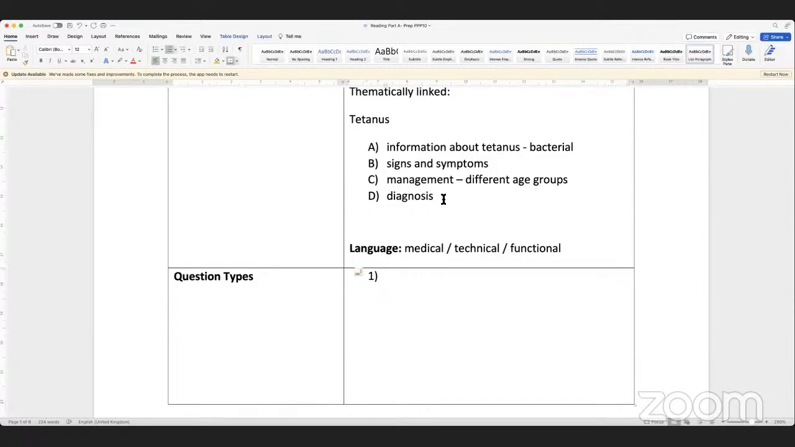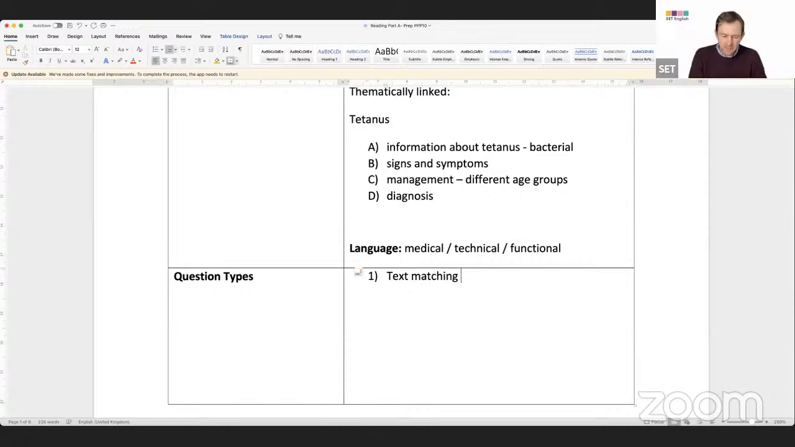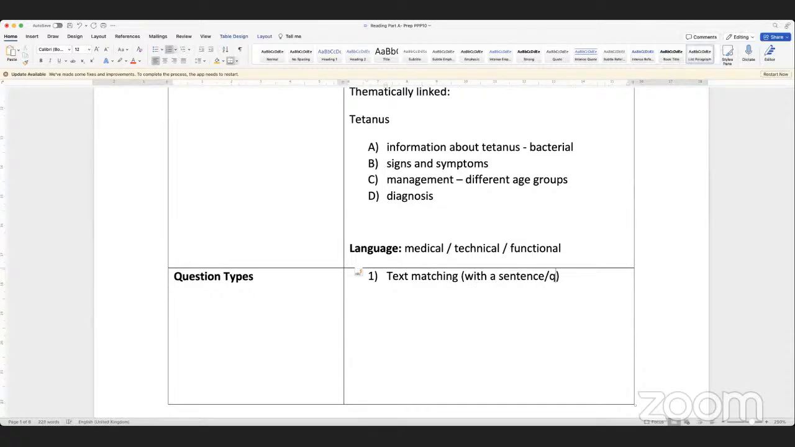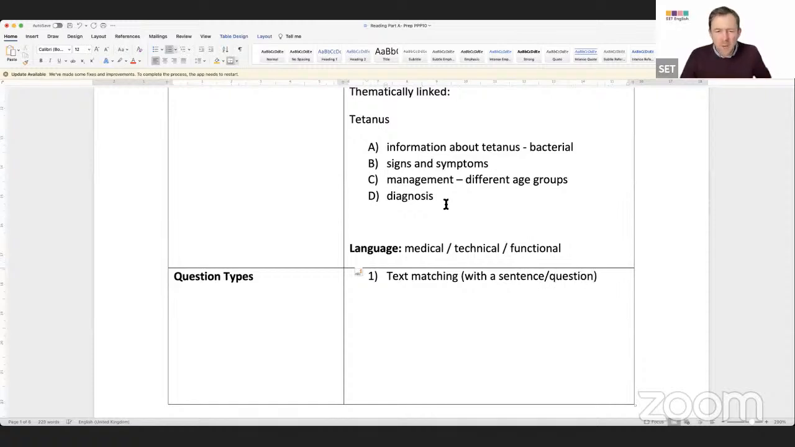Which text is matched with another? So it's text, whether it is matching in A or B. Text matching. And it's generally with a sentence, isn't it? Or something like that. So with a sentence or a question. Okay. Next one, number 2.